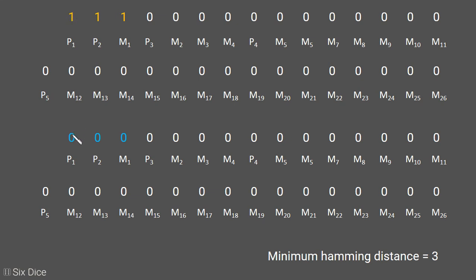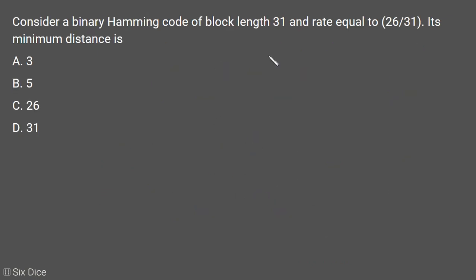So we can clearly see here the minimum Hamming distance is 3, because only 3 bits are changing and the others stay as they are, and both of these are valid codes. We can take whichever block length of Hamming code, and its minimum Hamming distance will always be 3.